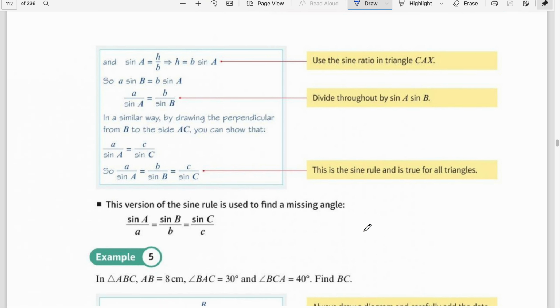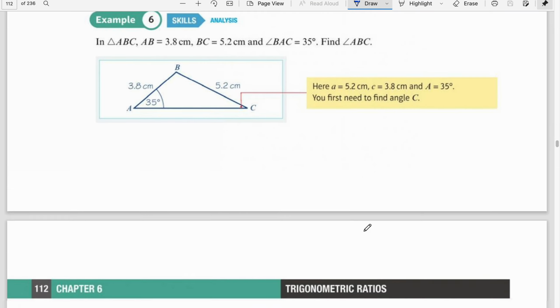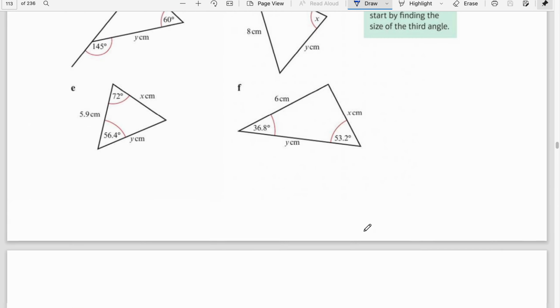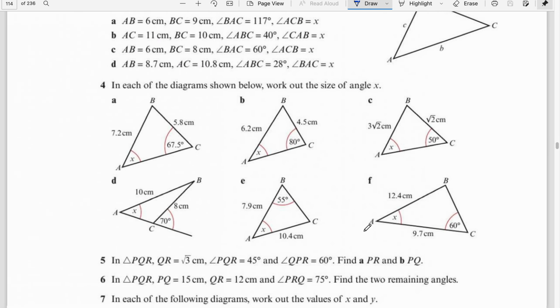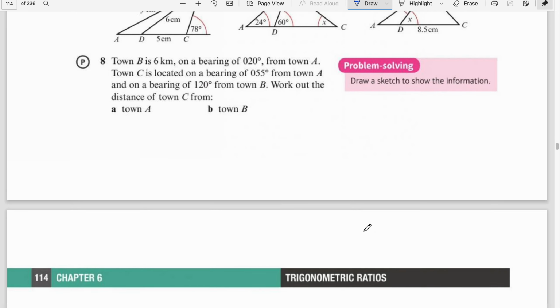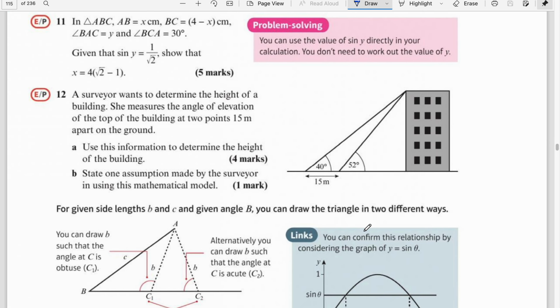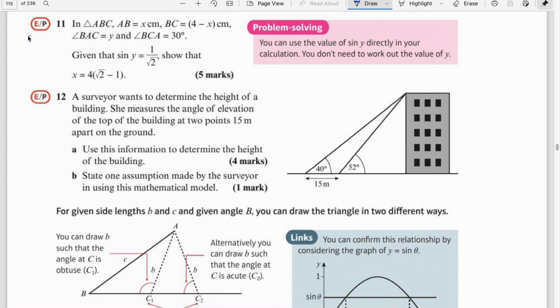Again moving on from the examples and exercise, skipping all the way to reach exam style questions. Okay, this is it. Question number 11 says, in triangle ABC, AB is equal to x, BC is equal to 4 minus x, angle BAC is y, and angle BCA is 30 degrees. Show that sine y is equal to this.